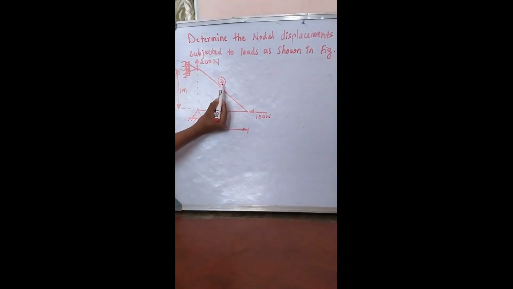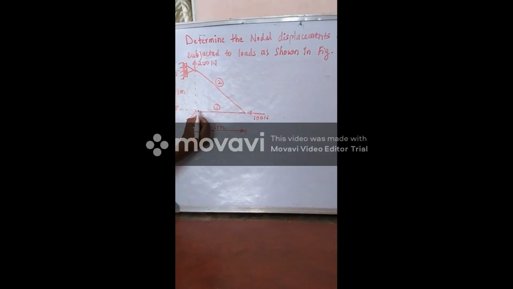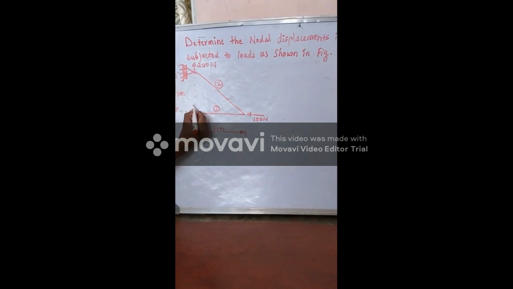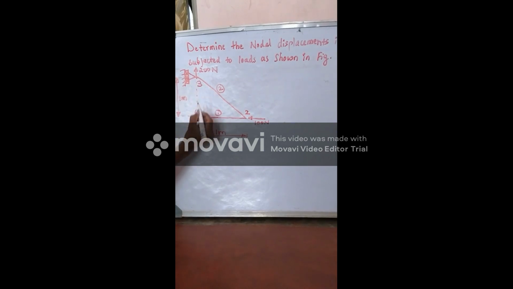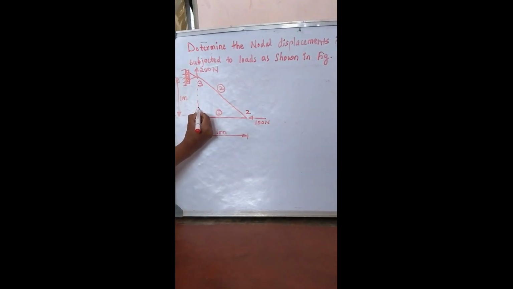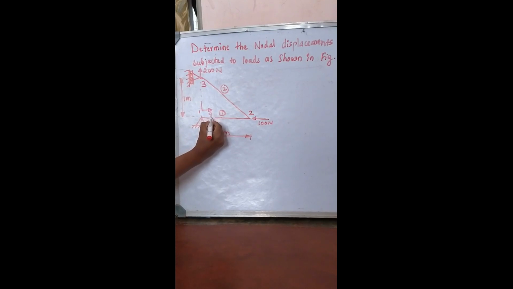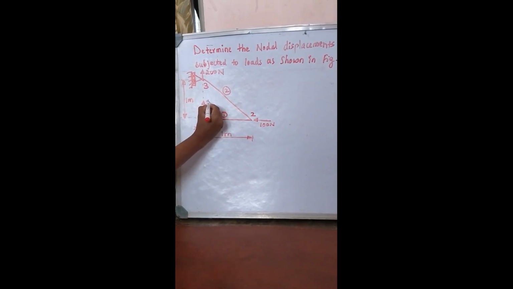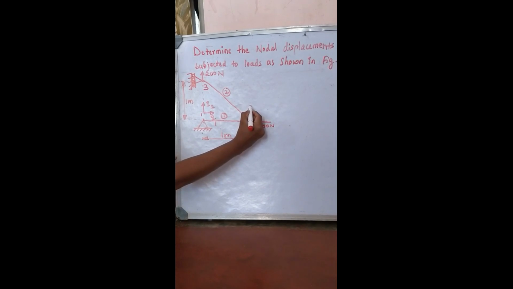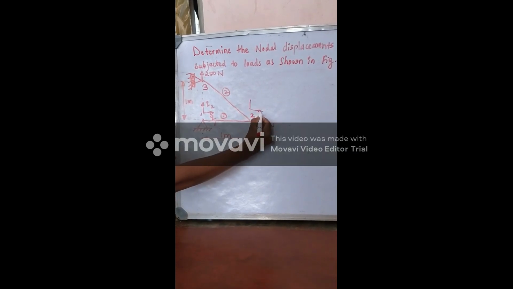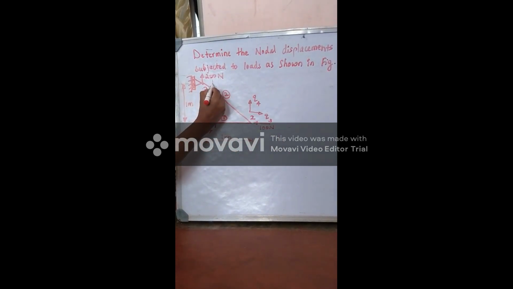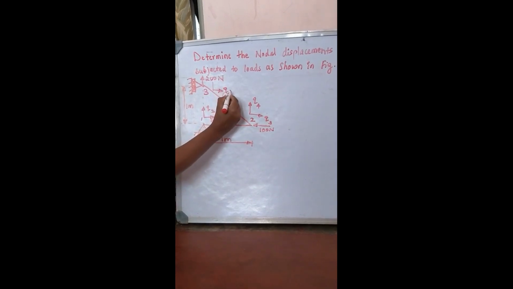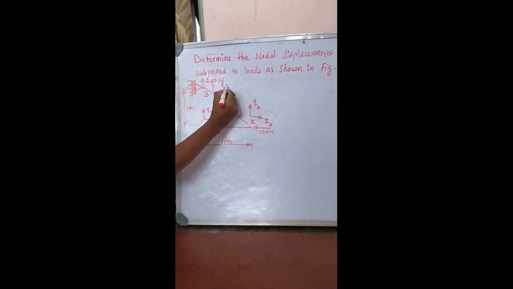Now this is element 1, this is element 2. As element numbers are given, I will write the node numbers. Now this will be node number 1, this will be node number 2, and this will be node number 3. At node 1 we will have two displacement functions, that will be q1 and q2. At node 2 we will have two displacement functions, q3 and q4. Similarly, at node 3 we will have two displacement functions, q5 and q6.